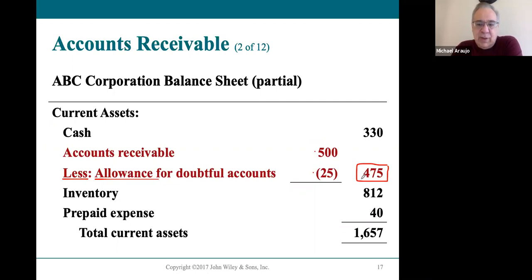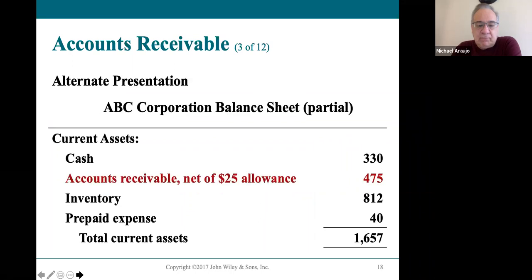Okay, so this is the number they actually use to value their receivables on the balance sheet, because this number is a conservative estimate of how much of this they're really going to collect in cash. Okay, so that's the allowance for doubtful accounts, and that's how it looks on the balance sheet.